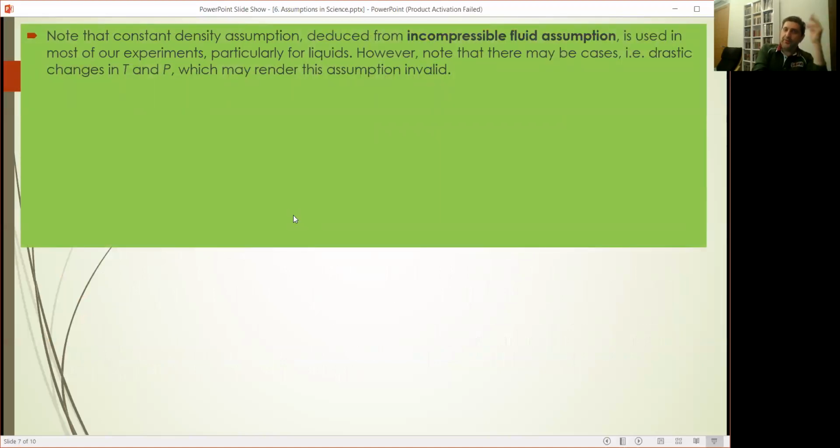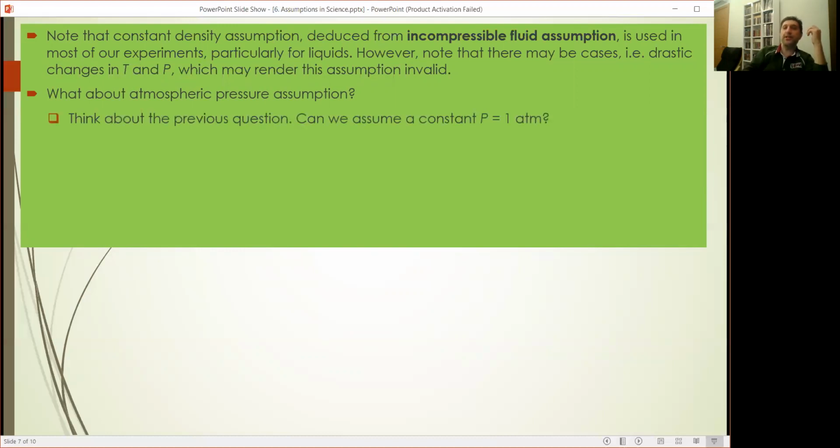So actually, you should have realized that this constant density comes from the incompressible fluid assumption, but usually we use this assumption for liquids, which seems to be valid for most cases. Yet still, if there are drastic changes in temperature or pressure, even for liquids, constant density may not be valid. And in many cases, we use the atmospheric pressure assumption. Couldn't we have done this?